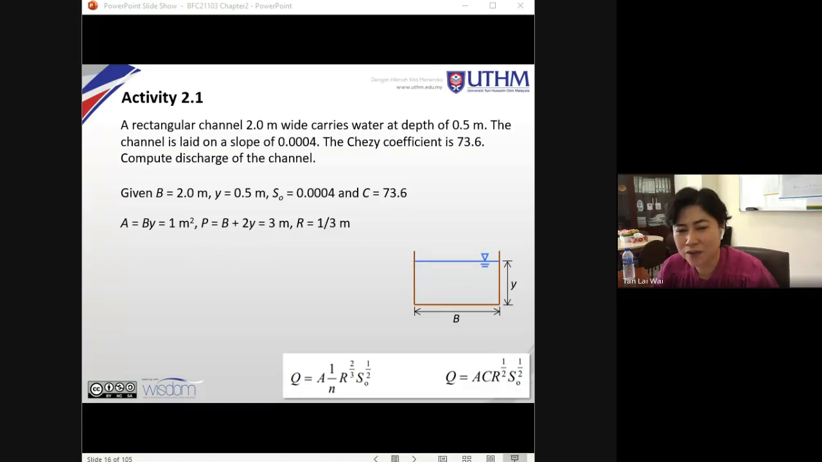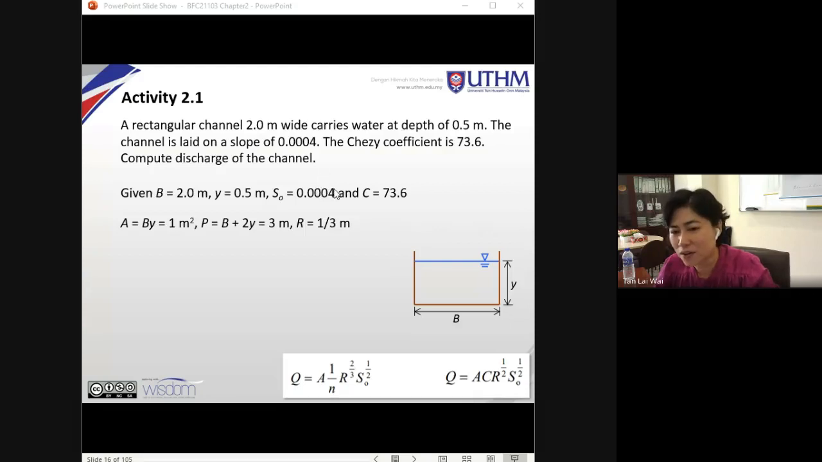Therefore, for a rectangular section, the cross-sectional area of flow would be A equals BY. Since B is 2 and Y is 0.5, your A is 1 meter squared. Wetted perimeter is Y plus B plus Y, so you have B plus 2Y, which is 3 meters. Hydraulic radius is therefore A divided by P, so you have 1 over 3.